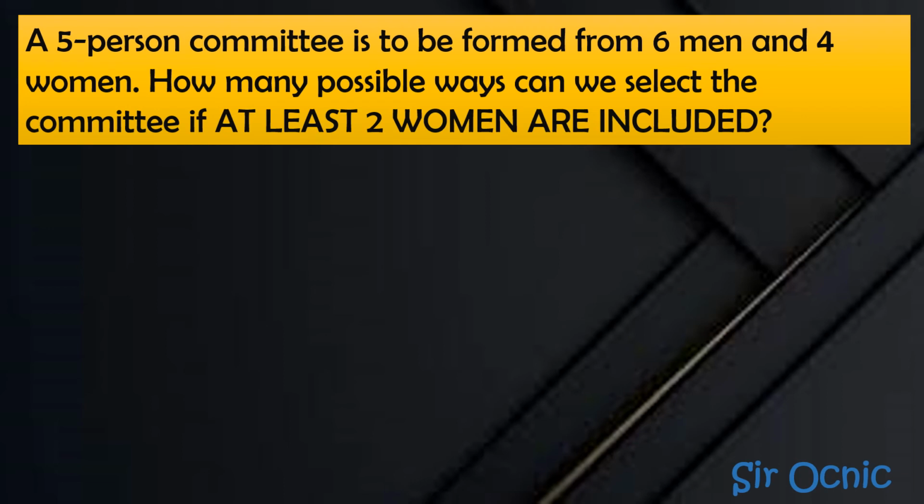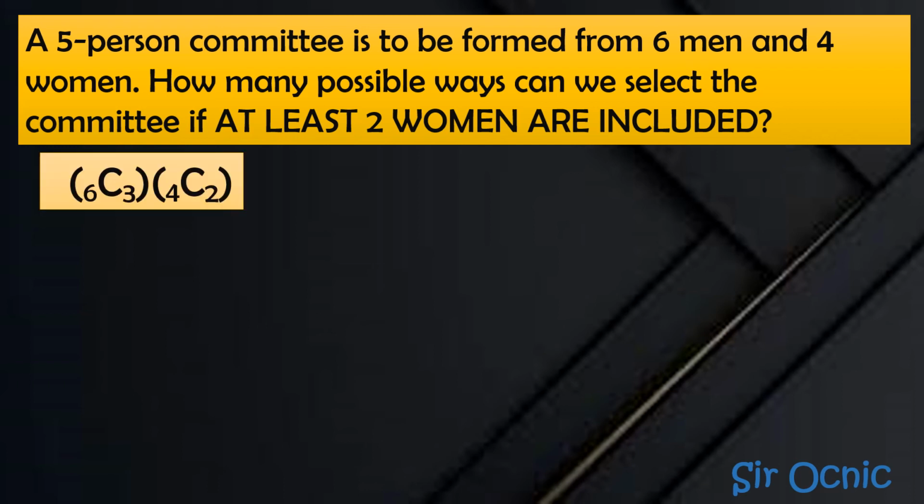A 5-person committee is to be formed from 6 men and 4 women. How many possible ways can we select the committee if at least 2 women are included? So we have 3 situations here. The first situation is that 2 women are included in the committee. The second situation is if there is 1 woman in the committee, and our third situation is if there are no women included in the committee.